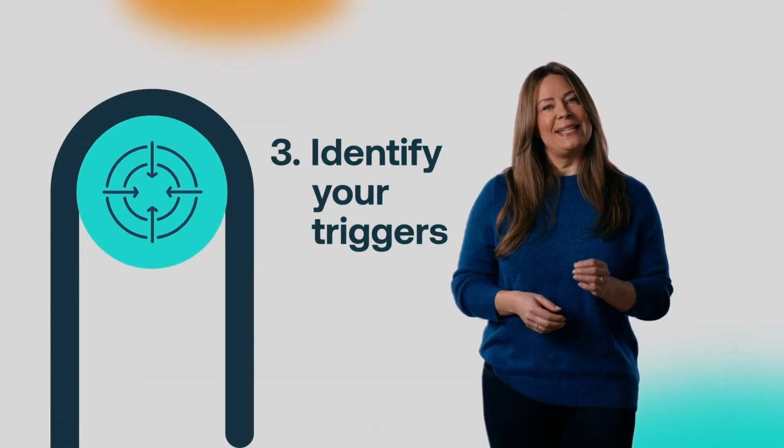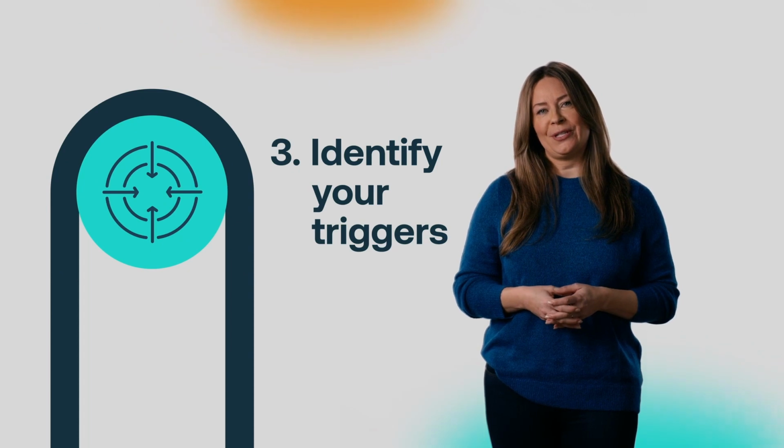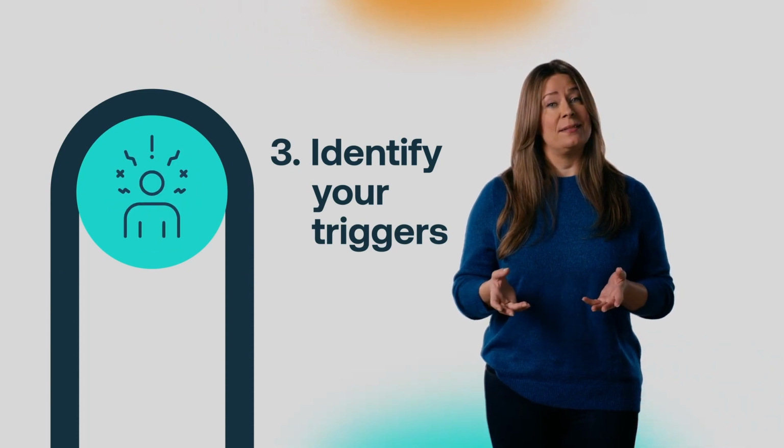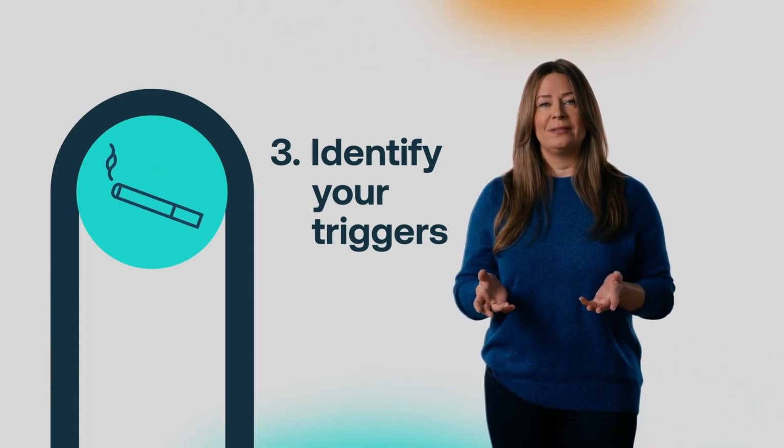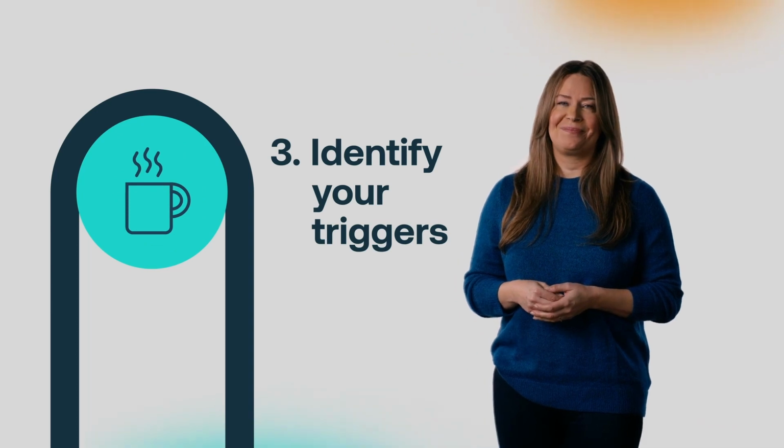A circular logo appears containing a bullseye with arrows pointing to the center. Words appear. 3. Identify your triggers. Next, identify your personal triggers. Is it stress? Seeing others smoke? Your coffee break? Understanding where and in what situations you smoke will help you prepare.